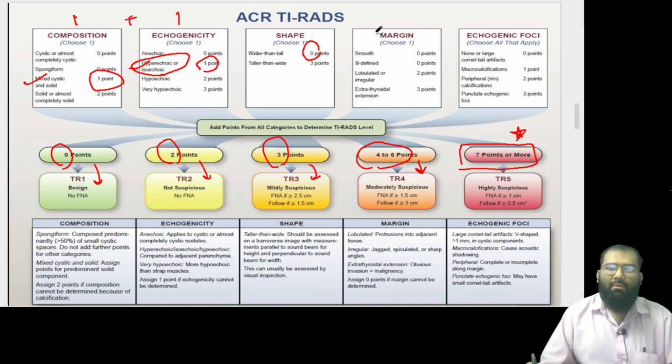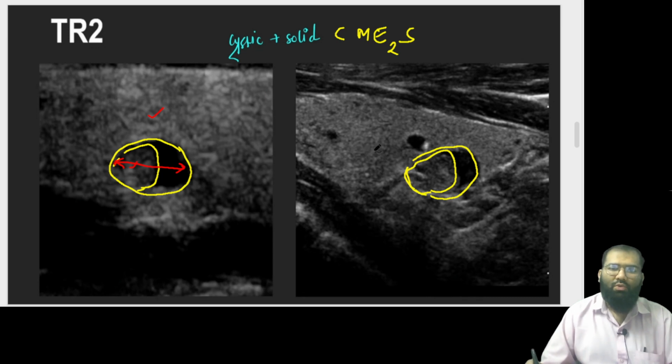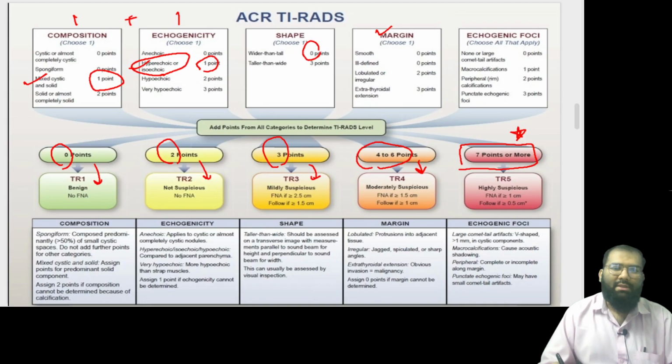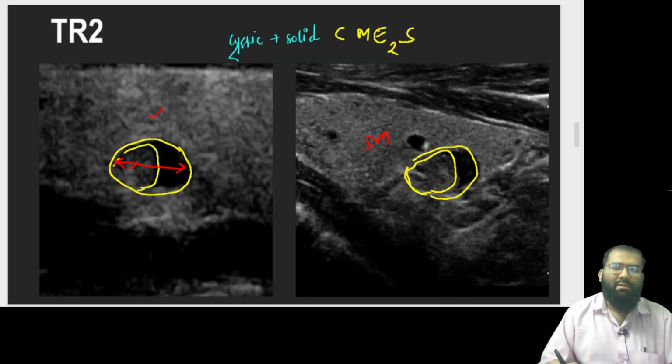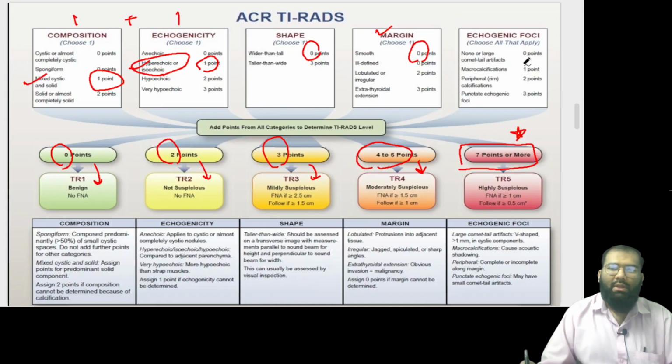Okay. Now margins. How are the margins? Margins are smooth. Correct. If you have smooth margins, you have 0 points for margins. And now coming to echogenic foci. Let us see if there are any echogenic foci. Is there echogenic foci? Answer is no. There are no echogenic foci. So again you have 0 points.